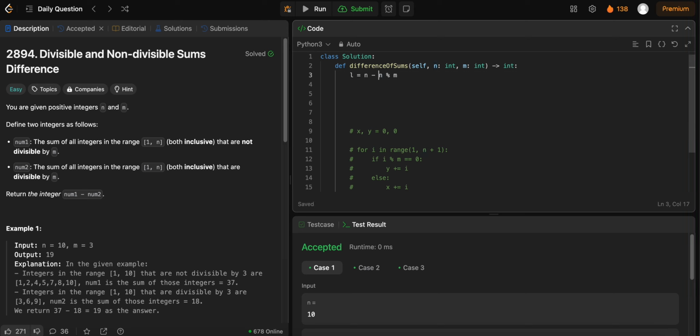And if we just do the largest number minus the remainder, we are going to get the biggest number with zero remainder, which is the number that's divisible by m. The largest number that's divisible by m, right?